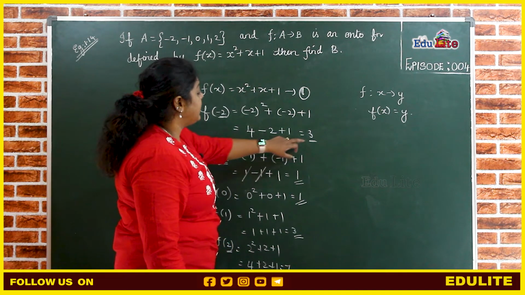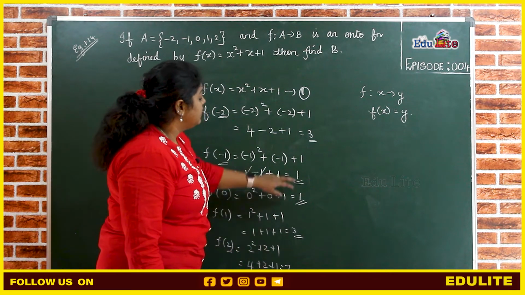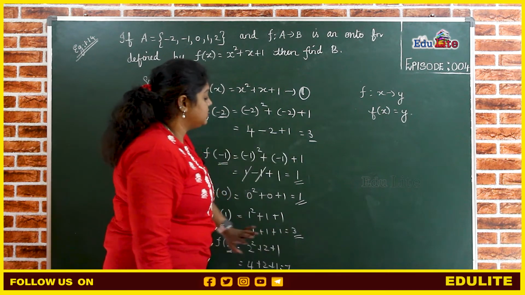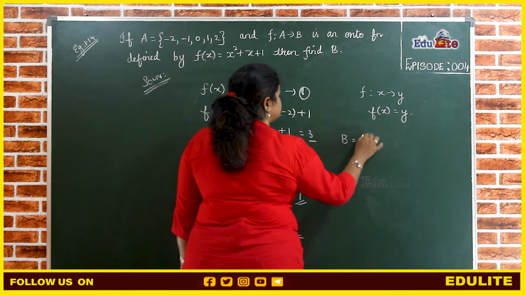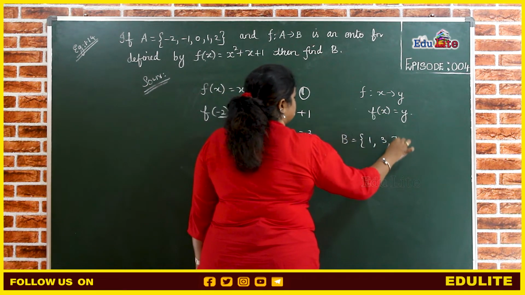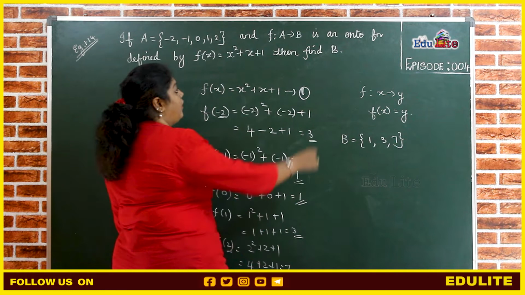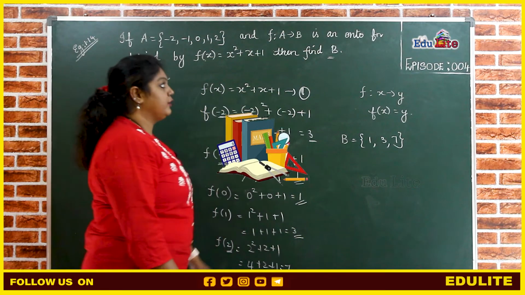The values of b are nothing but the values we yielded. 1 is a repetition, 3 is a repetition, and 7. So b is equal to {1, 3, 7}. So we found the value of b as asked in the question.